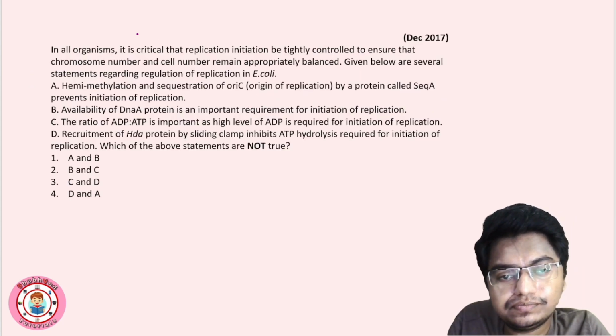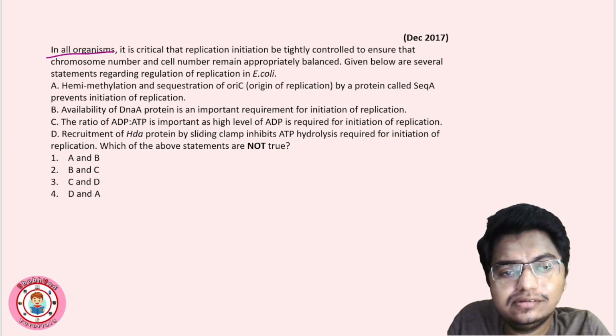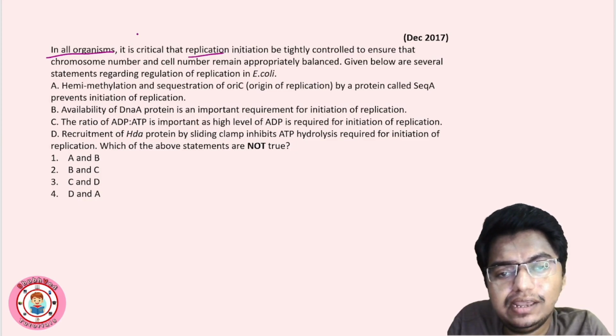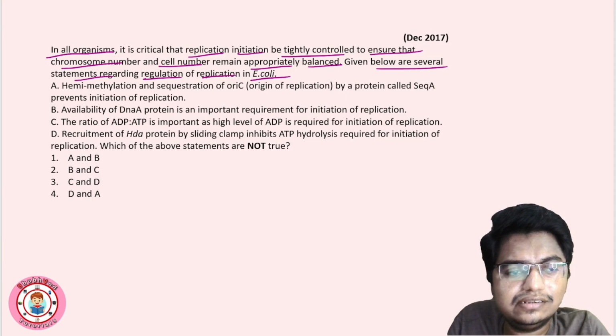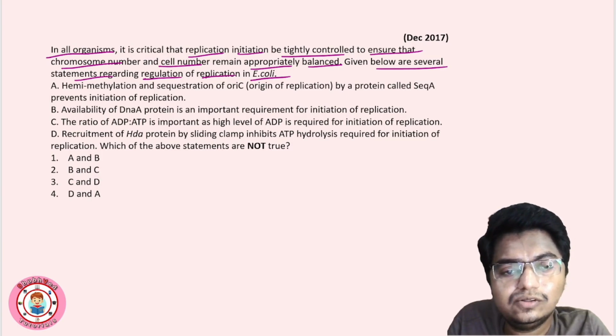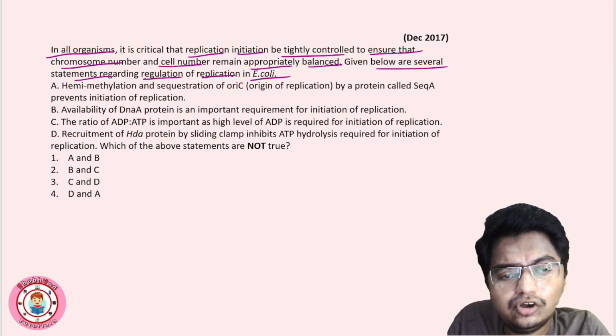Next, in all organisms, it is critical that replication initiation be tightly controlled to ensure that chromosome number and cell number remain appropriately balanced. Given below are several statements regarding regulation of replication in E. coli. Okay? We know that there are methylation and hemimethylation states. Okay, so let's take the statements. What we have to do: which of the above statements are not true?